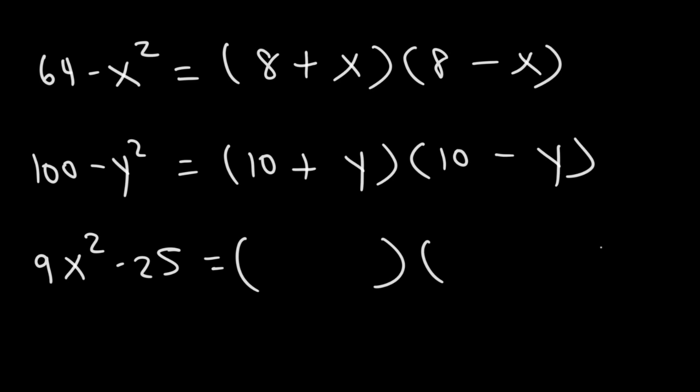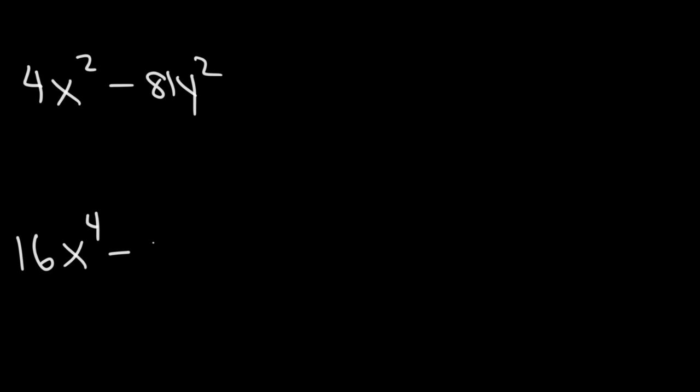Now what about the third example? What is the square root of 9x squared? The square root of 9x squared is 3x. And the square root of 25 is 5. So it's going to be 3x plus 5 times 3x minus 5. Here's another two example problems you could try. 4x squared minus 81y squared. Now let's try a harder example. 16x to the 4th minus 81y to the 4th.